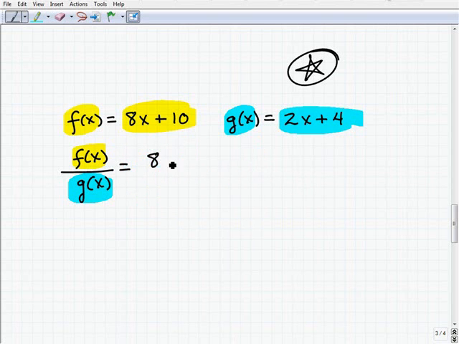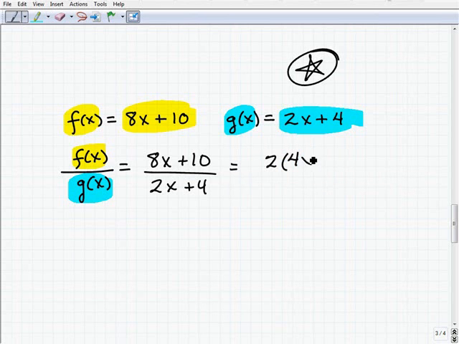The way we set up the problem was correct: 8x plus 10 over 2x plus 4. But to simplify a rational expression, you have to factor both the numerator and denominator. You can only cross-cancel factors. So why don't you go ahead and factor both the numerator and denominator. This is a skill that you should already know how to do. This would be 2 times 4x plus 5 over 2 times x plus 2. So that's how the numerator and denominator factor.